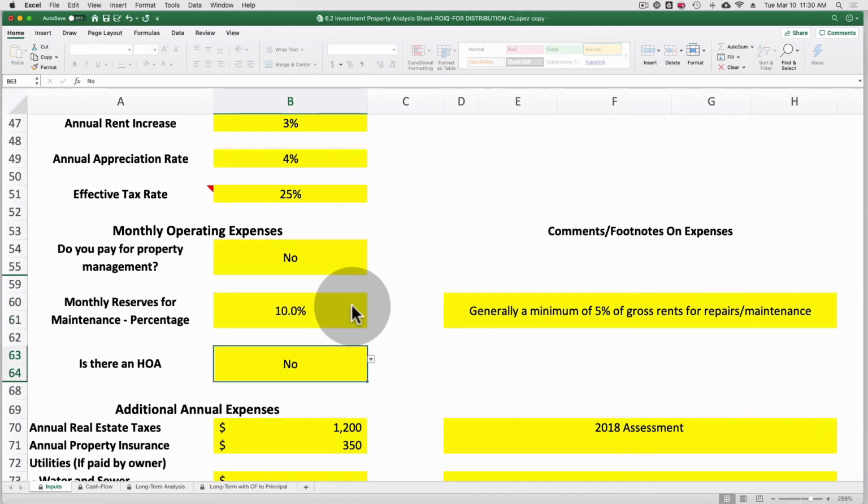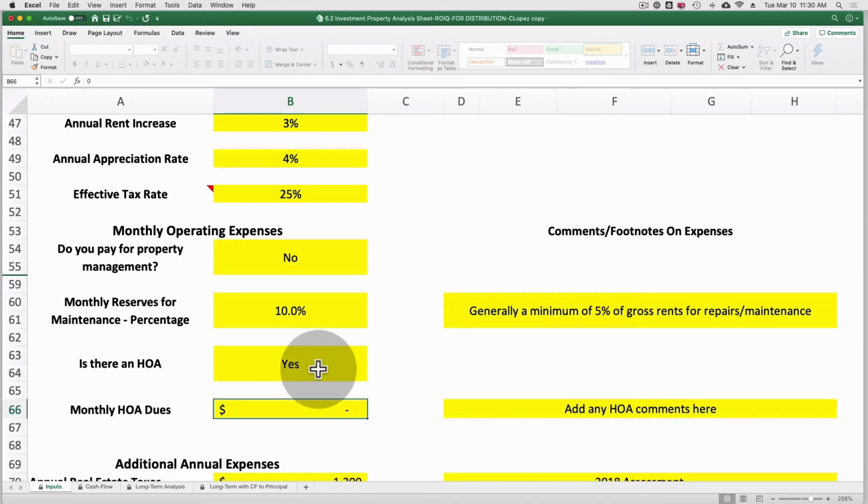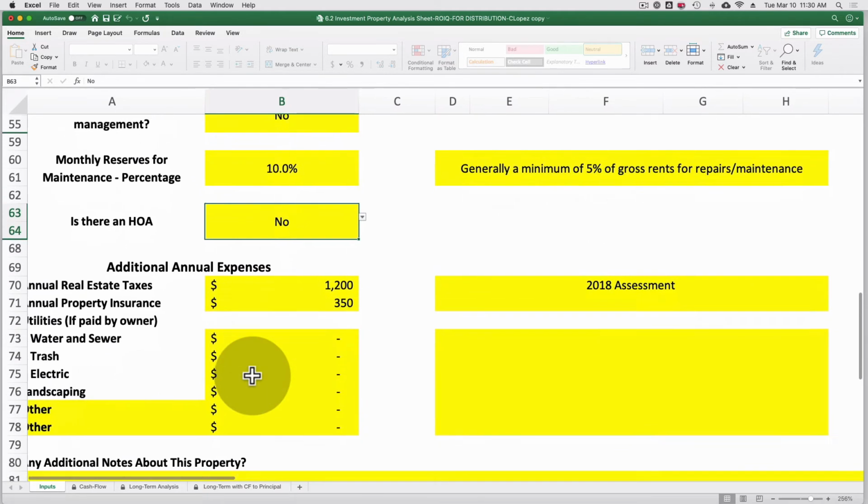All right. Is there an HOA? No. All right. So that makes it easy. If there was an HOA, you just click on yes and then fill in that monthly HOA cost. But in this case, there is not an HOA. So really good.